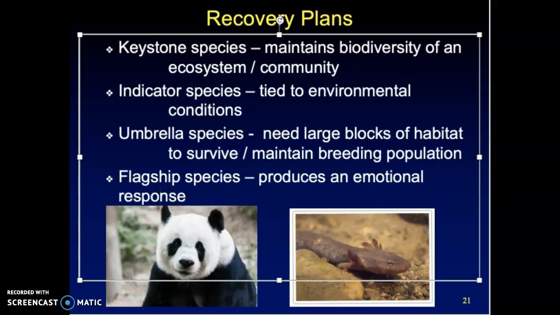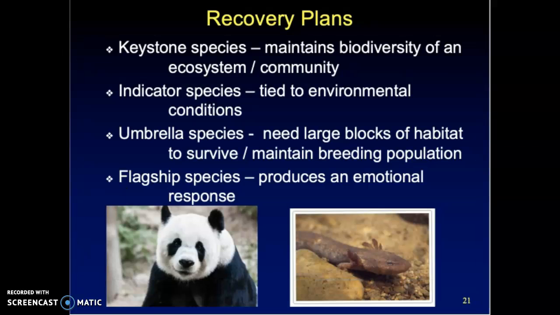A flagship species is one that produces an emotional response that really tugs at the heartstrings. That gets people to go, oh, we don't want to see them disappear. What can we do to save that species? So we need to be aware of how we would classify it, keystone, indicator, umbrella, and really focus on trying to use those species in our recovery plans so we can draw public support.